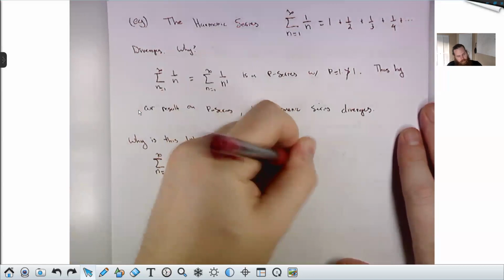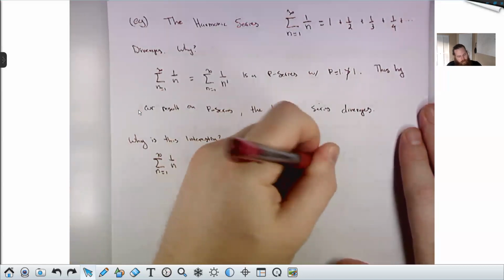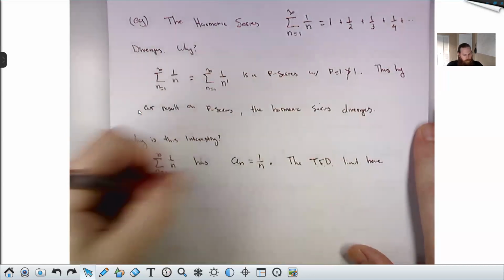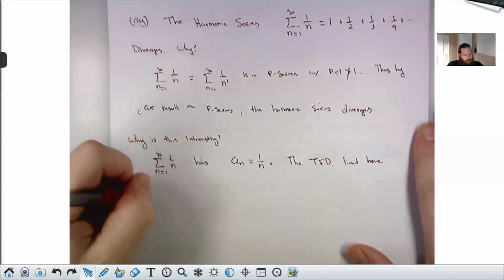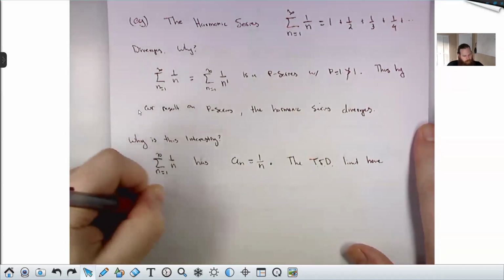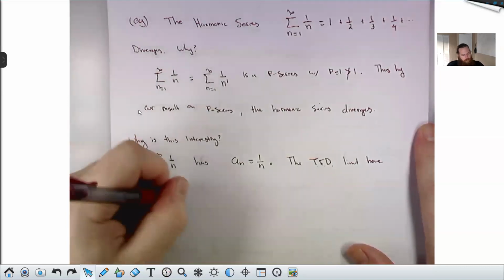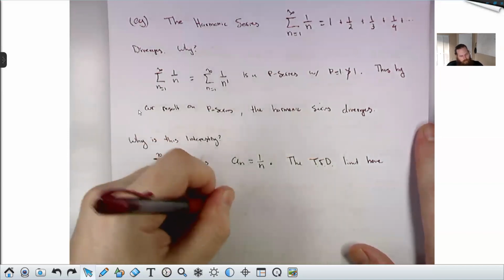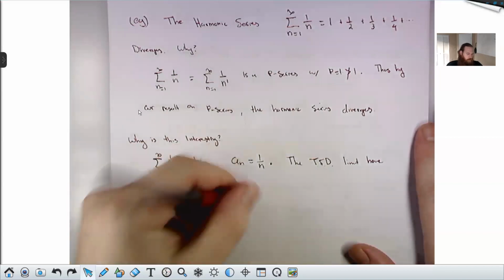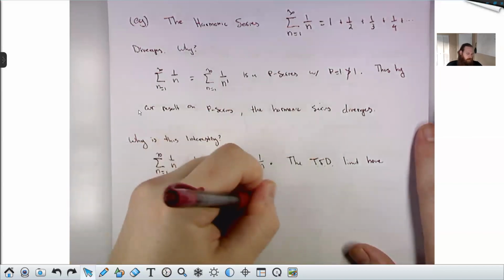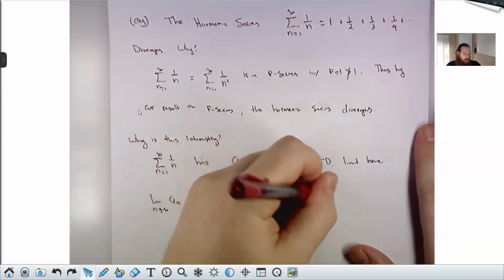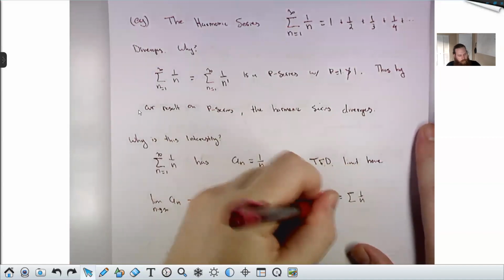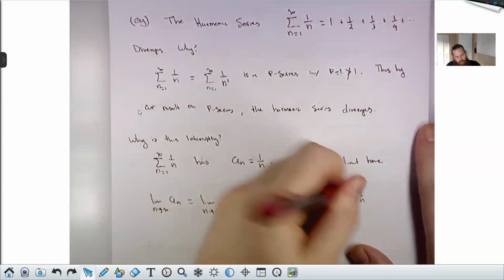The limit, the TFD, test for divergence limit here, and important, this is not the same as saying these things are equal. The limit as n goes to infinity of a_n is not the same as the series sigma a_n, totally different things. Here, the limit of the a_n's, the TFD limit, is 1 over infinity, which is 0. But the series sigma a_n, which is sigma 1 over n summed from 1 to infinity, still diverges.